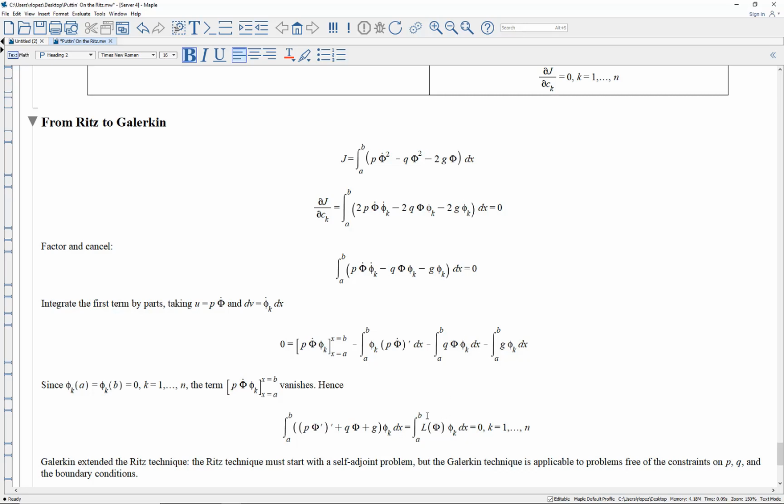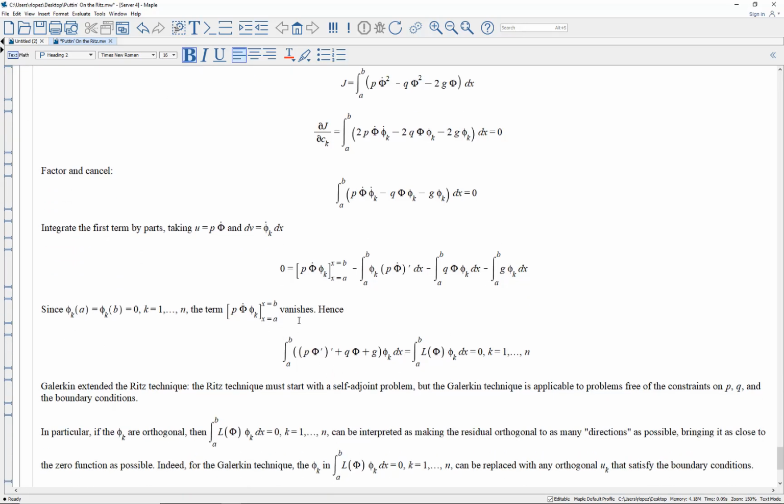These two terms don't change. Now, over here in this boundary term, remember the phi k's have been chosen so that they vanish at the endpoints. So this boundary term is gone. So this integral looks like this. P phi prime prime, q phi, g. That's L, that's L on this Ritz approximation, multiplied by the basis function phi k, set equal to 0. That gives you a set of equations.